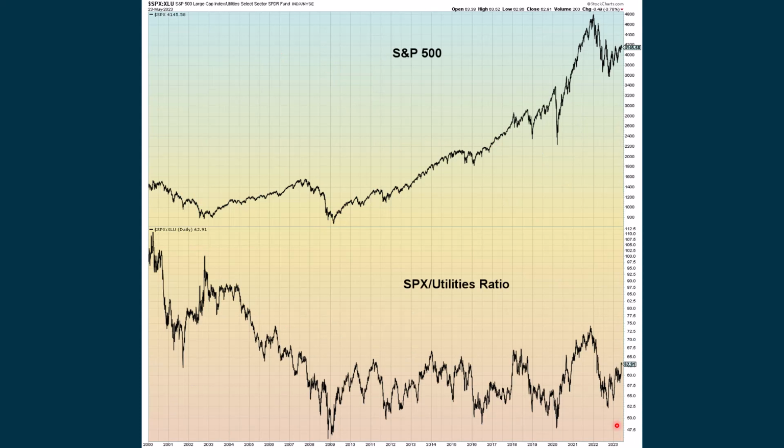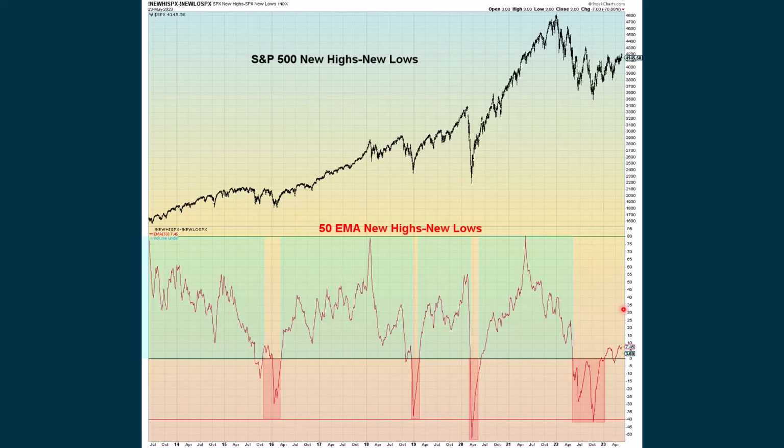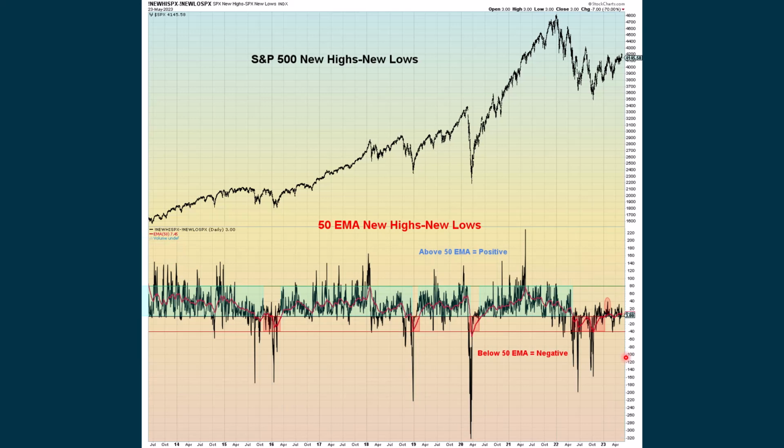But this is also potentially positive. The S&P to utilities ratio. When the S&P is really doing well, this ratio is really going up. It had been chopping more or less sideways, and it could be starting to break out here. But when we look at the broader range of the highs minus the lows, we are still below zero. And then another way to look at the longer term is the 50-period exponential moving average of the new highs minus the new lows. This indicator is ticking back up, and our indicator itself, which is the black line, still is above zero.